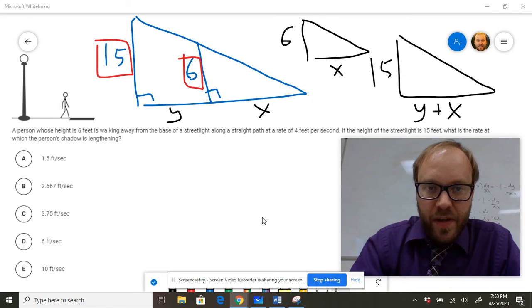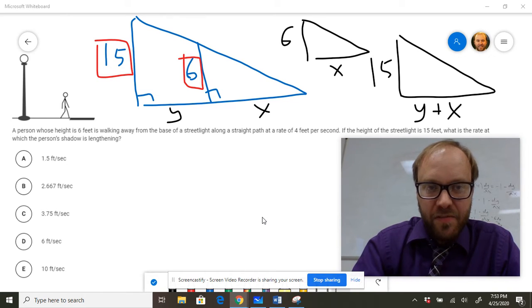All right, another related rates problem here. This is a pretty classic type. I don't think we saw one of these in class this year, though, so definitely one that we should take a look at. So we did these light post problems back in geometry. Somebody's walking away from a lamp post, that kind of thing.